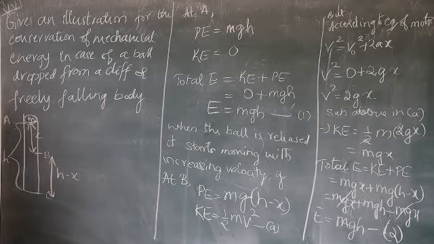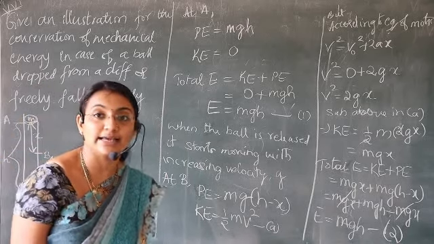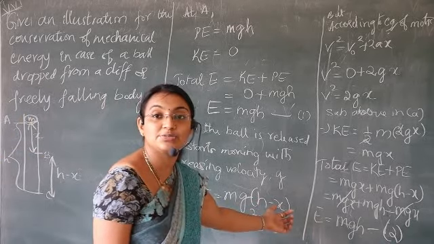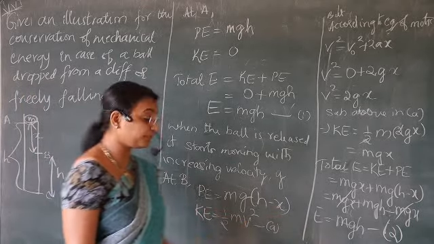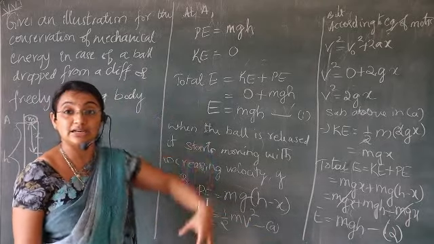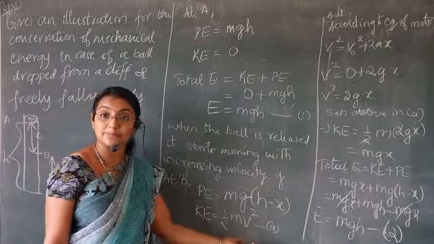So, at the point B, potential energy is mg(h minus x). Why have we substituted h minus x here? Potential energy we always consider from the ground. So, therefore, h minus x. Kinetic energy we consider from the top. So, therefore, what do we do? Half mv square. We want to substitute v.